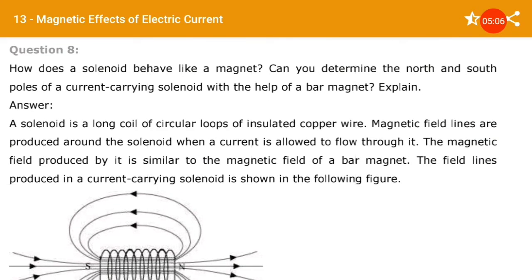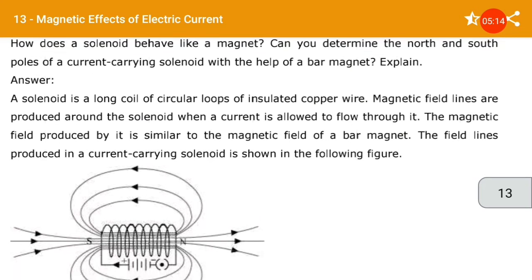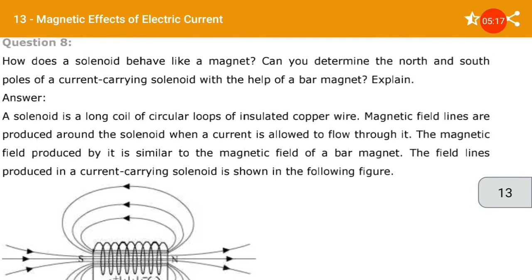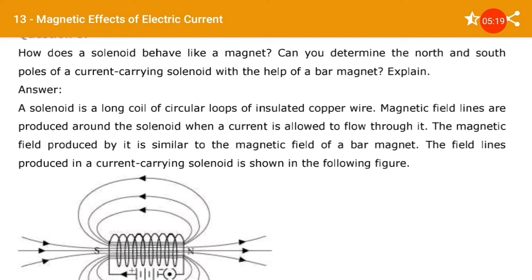Question number 8. How does a solenoid behave like a magnet? Can you determine the north and south poles of a current carrying solenoid with the help of a bar magnet? Explain. So already we have seen this type of question. A solenoid is a long coil of circular loops of insulated copper wire. Magnetic field lines are produced around the solenoid when a current is allowed to flow through it. The magnetic field produced by it is similar to the magnetic field of a bar magnet.